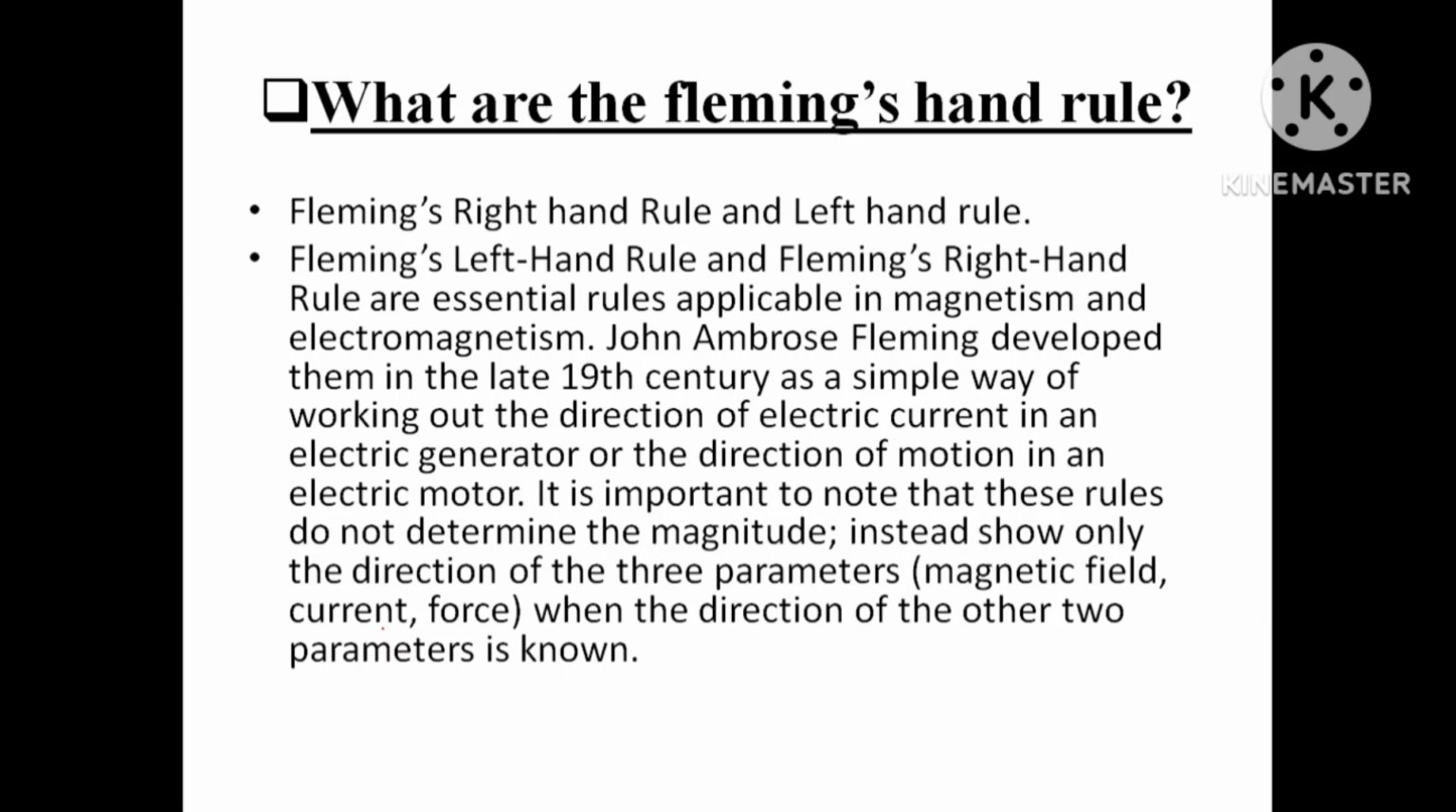There are two Fleming's hand rules, Fleming's right hand rule and Fleming's left hand rule. What are those, what are their applications, and what do those rules state? We'll read forward. Fleming's left hand rule and right hand rule are essential rules applicable in magnetism and electromagnetism. John Ambrose Fleming developed them in the late 19th century as a simple way of working out the direction of electric current in an electric generator or the direction of motion in an electric motor.